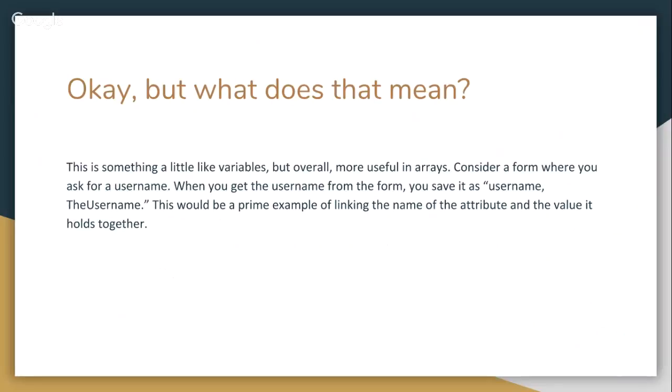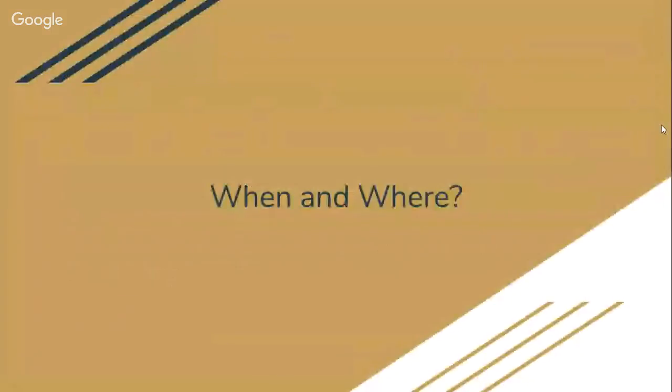So when you get the username from the form, it saves it as username, and then the username is the value. This would be a prime example of linking the name and the attribute and the value it holds together, and also a way to evaluate whether or not this username can go the places it's trying to go. When and where? Using name value pairs.